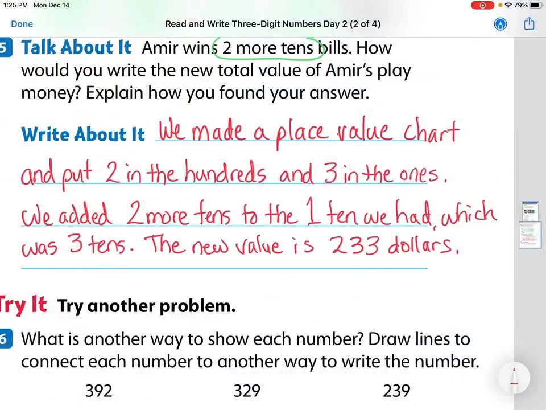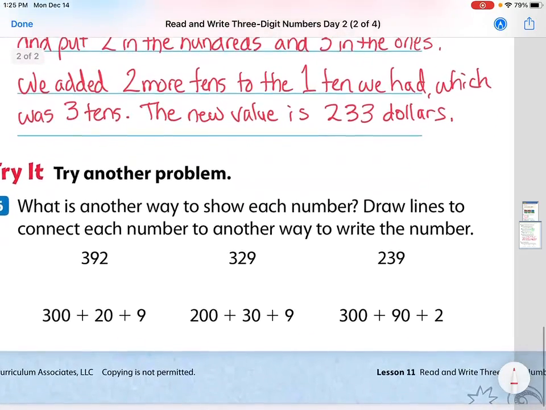Okay, I hope you finished writing your explanation, and you probably wrote something similar to what I did because we kind of did it together. But anyway, I just wrote that we made a place value chart and put 2 in the hundreds and 3 in the ones, and then we added 2 more tens to the 1 ten we had, which was 3 tens. The new value is $233. And you probably have something very similar to that.